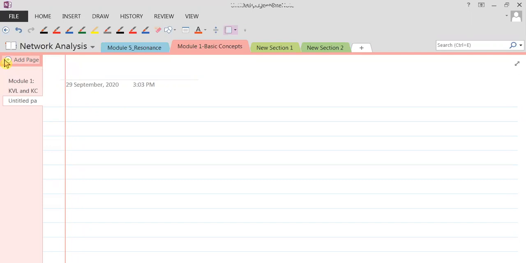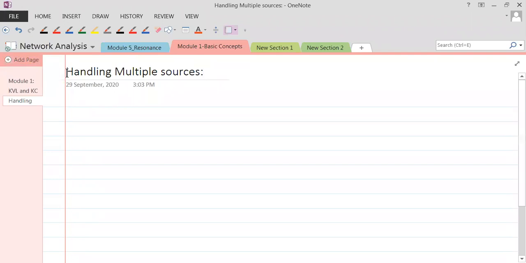Handling multiple sources. So how to handle multiple sources is what we're learning now. How to handle multiple current sources or multiple voltage sources if they are there in a circuit. Fine. Everybody look at this. The first thing that we're learning is multiple current sources.